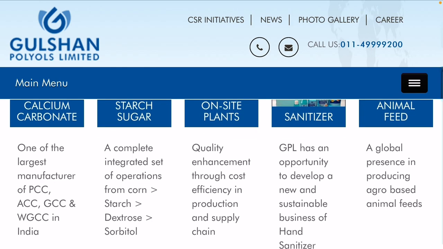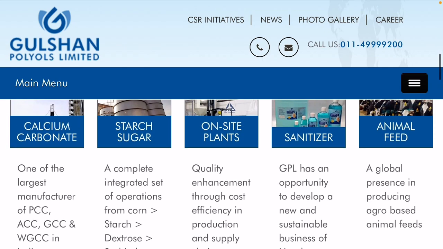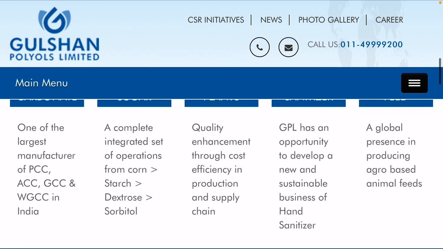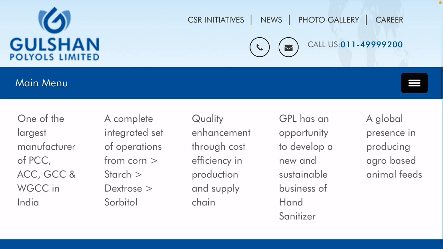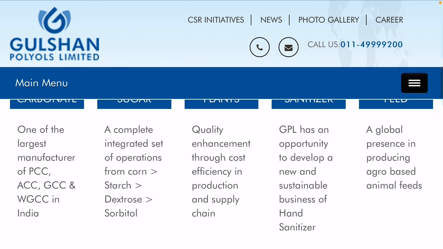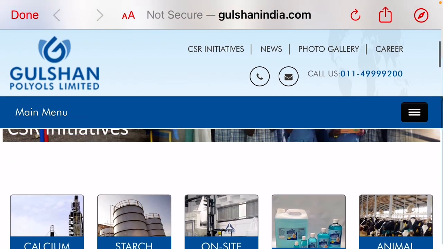The company is also making starch sugar, a complete integrated set of operations from corn to starch, dextrose and sorbitol. The company also has on-site plants for sanitizer. GPL has an opportunity to develop a new and sustainable business of hand sanitizer. It has a global presence, producing agro-based animal feeds.